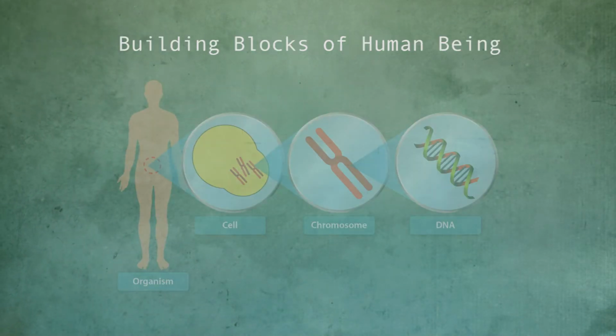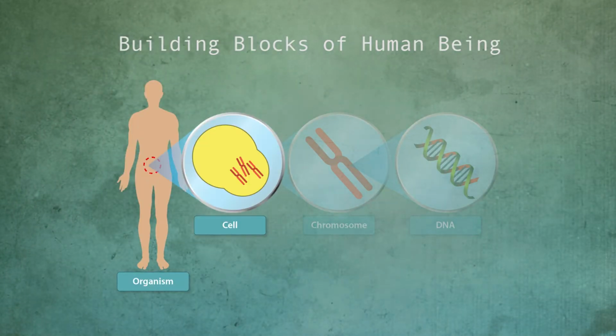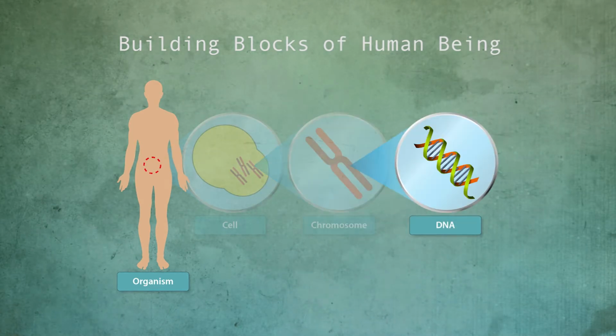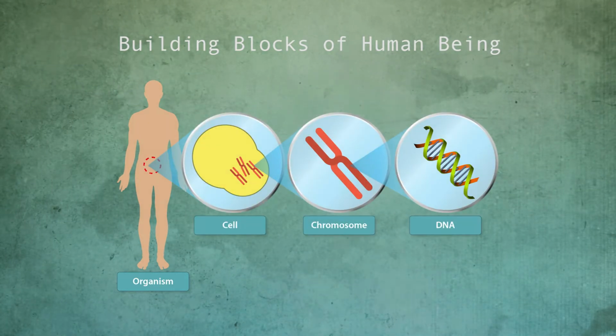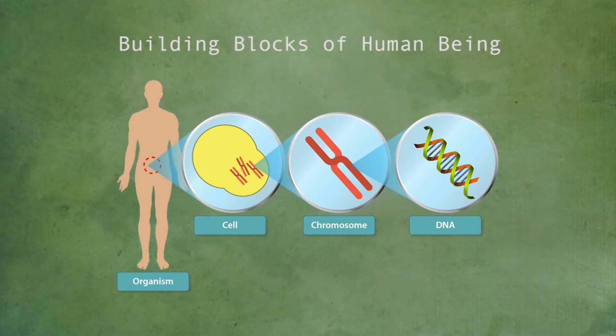The basic building blocks of human beings are cells, chromosomes, and DNA. Let us examine them one by one. We human beings are made of about 37 trillion cells. There are about 200 types of cells. One important cell that you must know is the sex cell, the sperm and ovum. Other cells are called somatic cells.